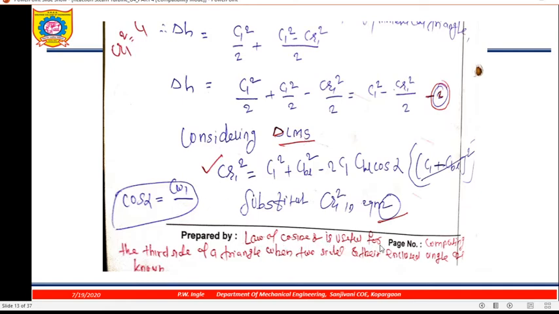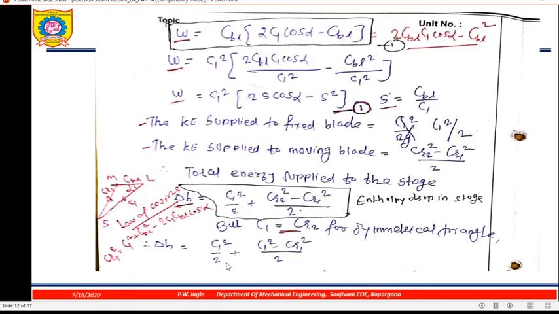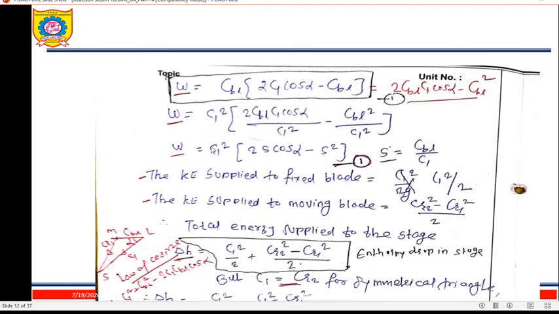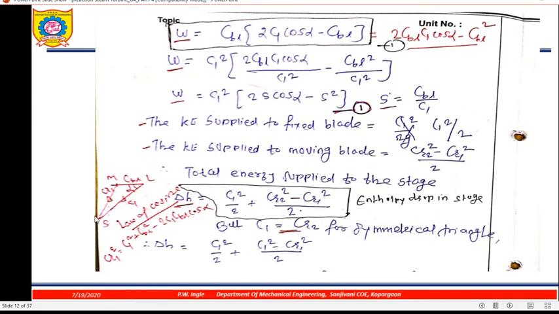The law of cosines is useful for computing the third side of a triangle whose two sides and their enclosed angle are known. So here you see, this is the triangle LMS. Where is L? This is LMS. So CBL, C1 and CR1. I have shown here CBL, C1 and CR1.